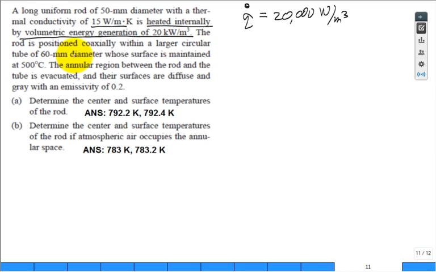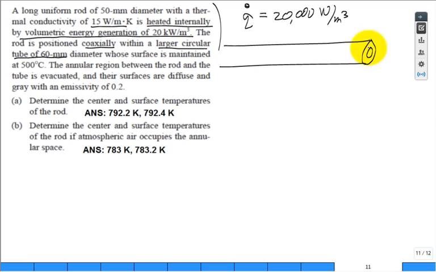The rod is positioned coaxially, we understand that, lined up in the middle of a large circular tube of 60 millimeter diameter. So the thing is very large. Now, I read this problem once or twice and I said, is it oriented horizontally or vertically? Didn't say. Let's pick horizontal. So here's our inner, here's our outer. The inner is solid, the outer is just a shell, but it's very, very long.